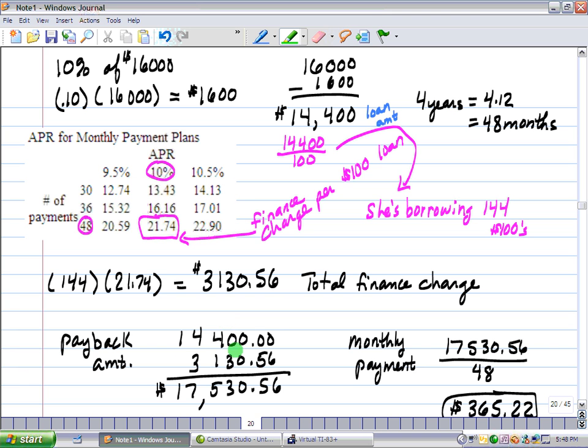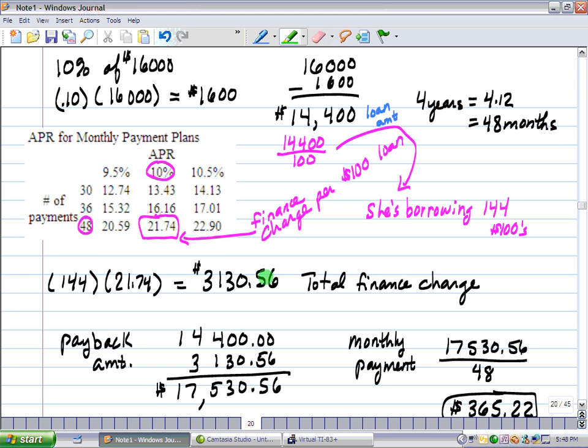We add that to the amount she's borrowing. The amount she's borrowing plus her finance charge is the amount she has to pay back. And then we take that whole amount she has to pay back and divide by the number of months, and now we know that she has to pay back $365.22 every month. If she could pay more than that amount every month, even if she could just pay $370 a month, that's going to make a significant difference on this total that she ends up paying.